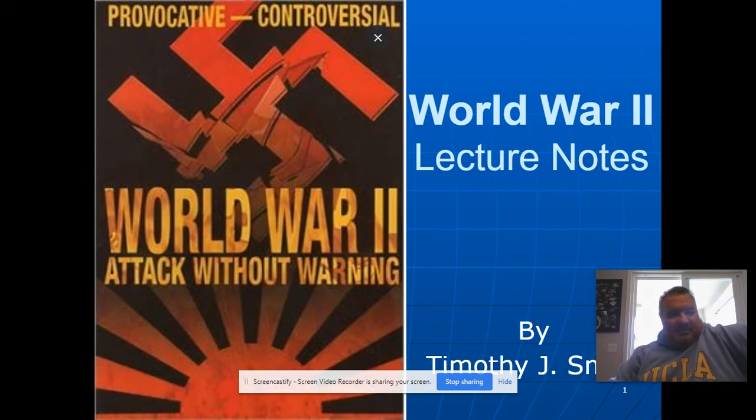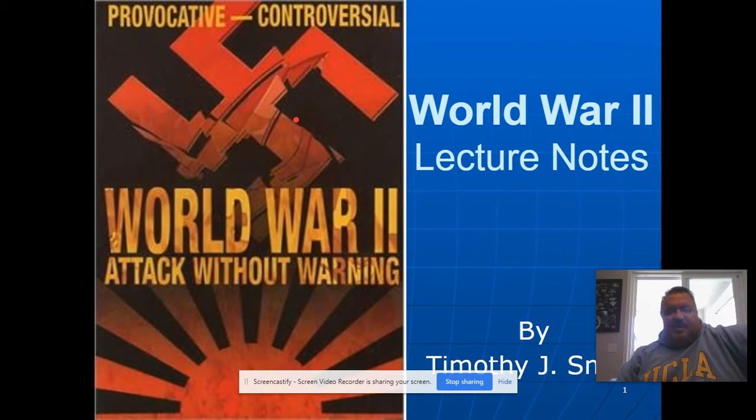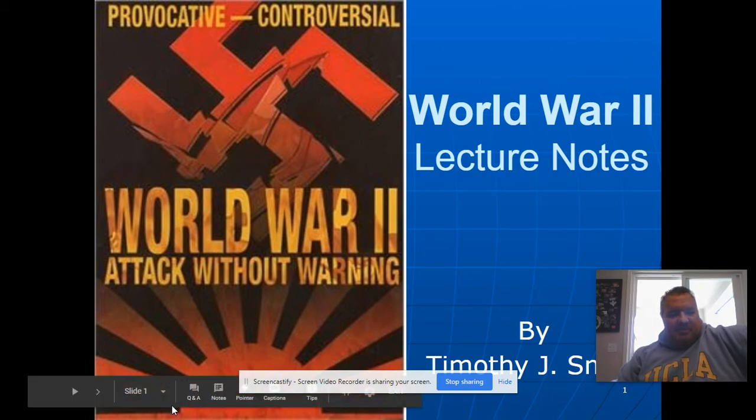The important introductory thought here, though, is this. This is the swastika, symbol of the Nazi Party. This is the flag of Japan, which is a rising sun. These symbolize the two key players that caused World War II. Notice the color red, because this war is particularly bloody.